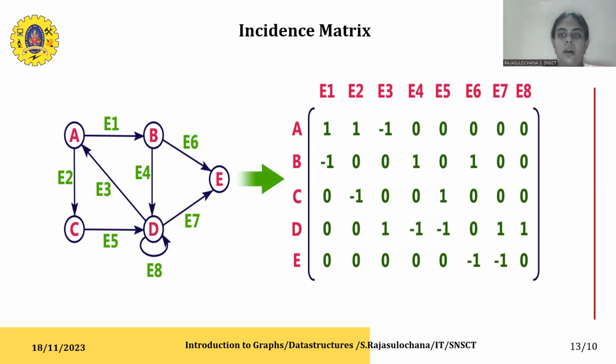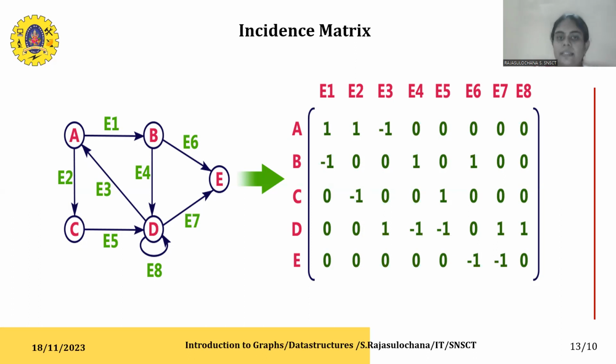Here, how to fill the entry is this. Let us take the first one, A and E1. If there is an edge E1 flowing from A, then the entry would be +1.